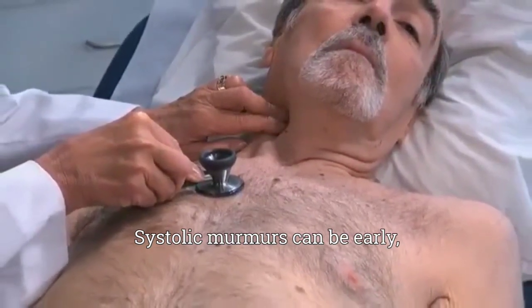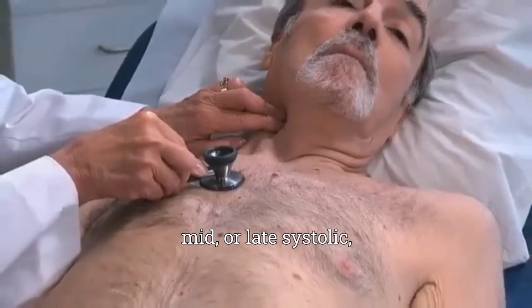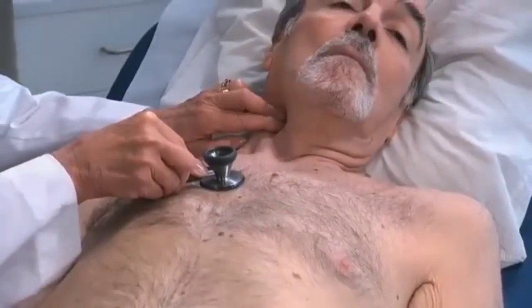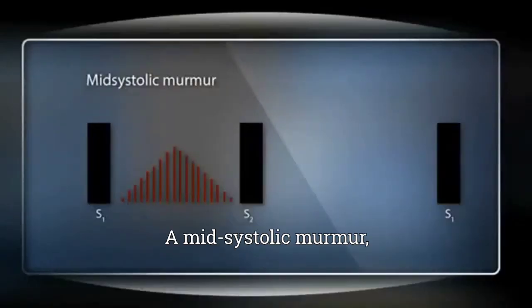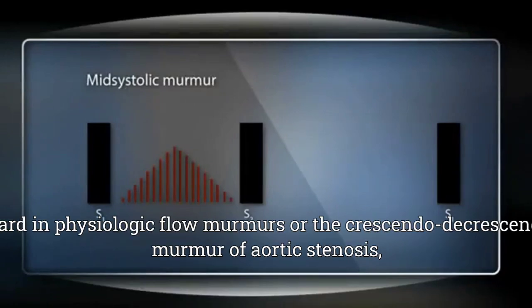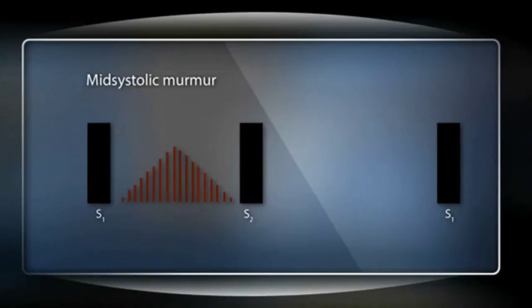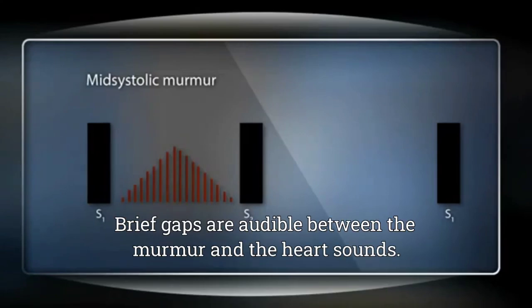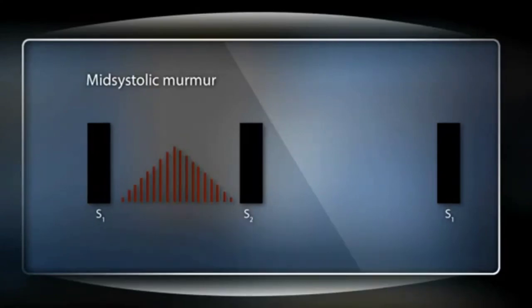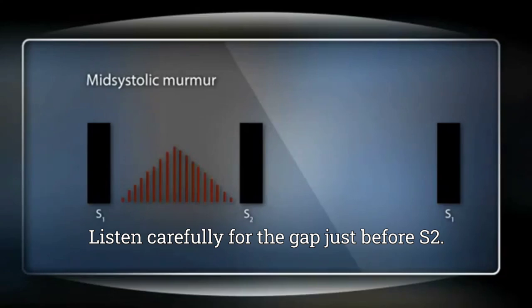Systolic murmurs can be early, mid, or late systolic, or even pansystolic. For example, a mid-systolic murmur heard in physiologic flow murmurs or the crescendo-decrescendo murmur of aortic stenosis begins after S1 and stops before S2. Brief gaps are audible between the murmur and the heart sounds. Listen carefully for the gap just before S2.